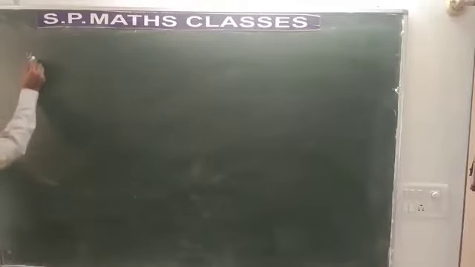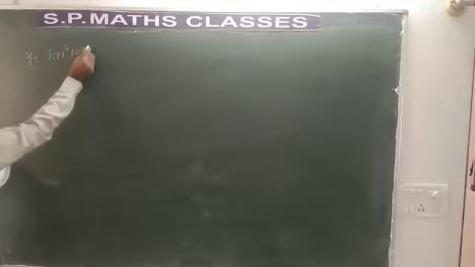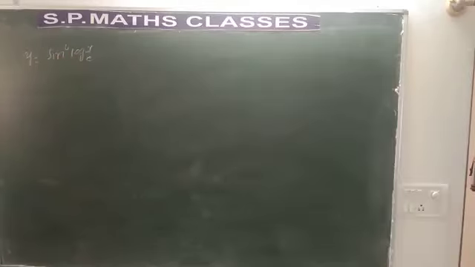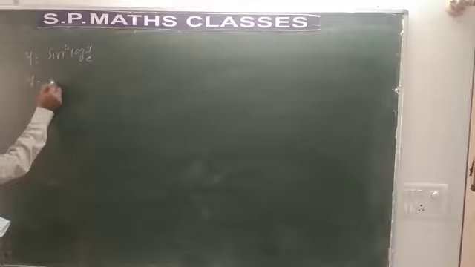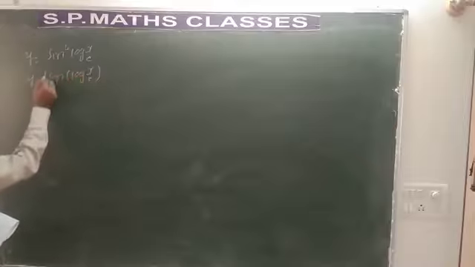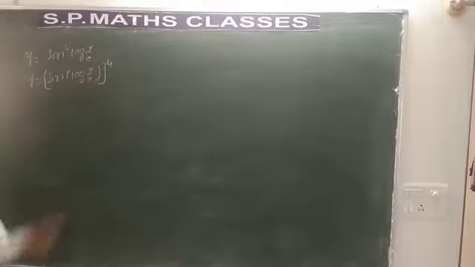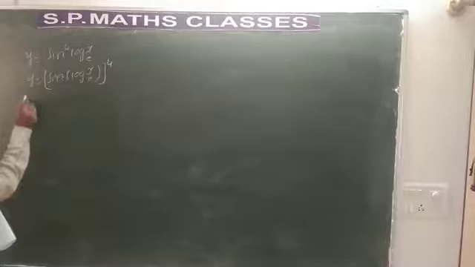Y is equal to sine power 4 log x to base e. This is the problem here. So carefully you have to solve this. So I take y is equal to sine of log x to base e whole power 4. Probably you have understood this. Sine power 4 log x to base e can be written as sine of log x power 4.